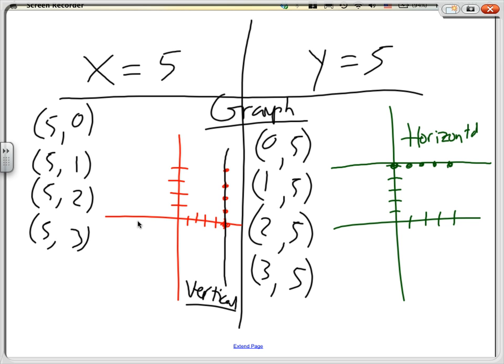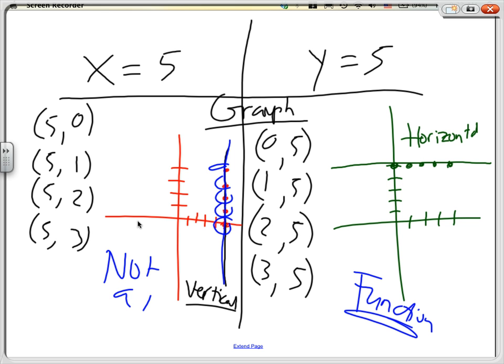So let's test it. Will this line pass the vertical line test? Yes. Will it pass over every one point at a time? Yeah. If you draw a vertical line? Yes. So because of that, this is actually a linear function. Horizontal line works. So this is a function. Over here, will it pass the vertical line test? No. Why? Yeah, if you draw a vertical line right through these, it will cross over every single point. Because of that, this is not a function.